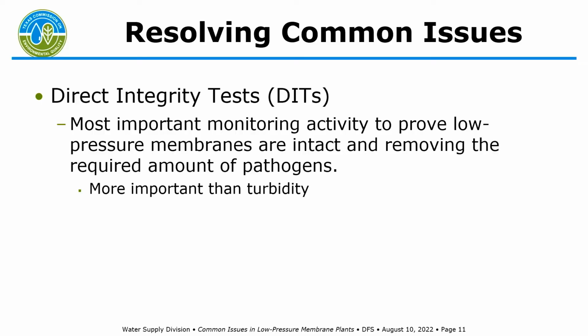All right, so resolving some common issues. What about direct integrity tests? I'll state this up right now, so there's no misunderstanding. The results of your direct integrity test, your pressure decay rate and the lowest pressure during the DIT, that is more important by far than turbidity as an indicator of whether your membranes are working right. The direct integrity test is designed to determine if there are holes in your membranes that are large enough to let cryptosporidium and giardia pass through.